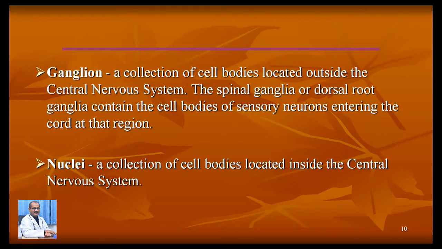And a ganglion is a collection of cell bodies located outside the central nervous system. The spinal ganglia or dorsal root ganglia contain the cell bodies of sensory neurons entering the spinal cord at the region. And nuclei are a collection of cell bodies located inside the central nervous system.